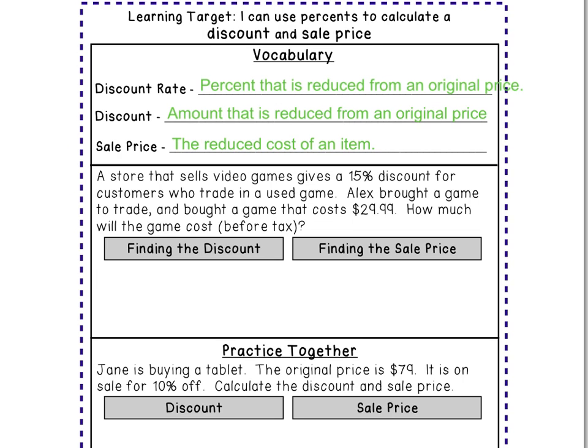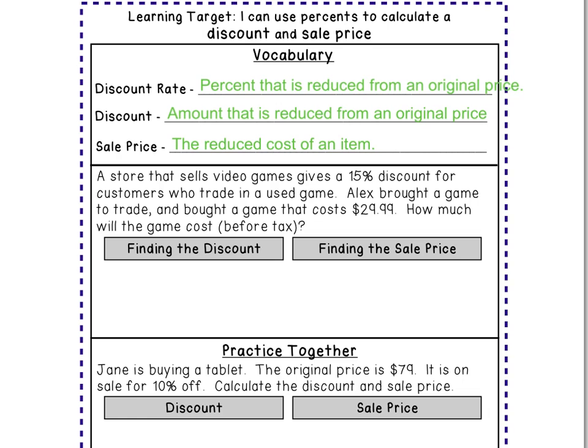This section of the lesson is going to be talking about how you can use percents to calculate a discount in sale price. There are 3 vocabulary words that you need to be familiar with, and that would be discount rate. So, for example, you're having a 20% sale off of an original priced item. So that 20% off is the discount rate, and that means that that is the percent that you're going to take away from the original price or reduce from the original price.